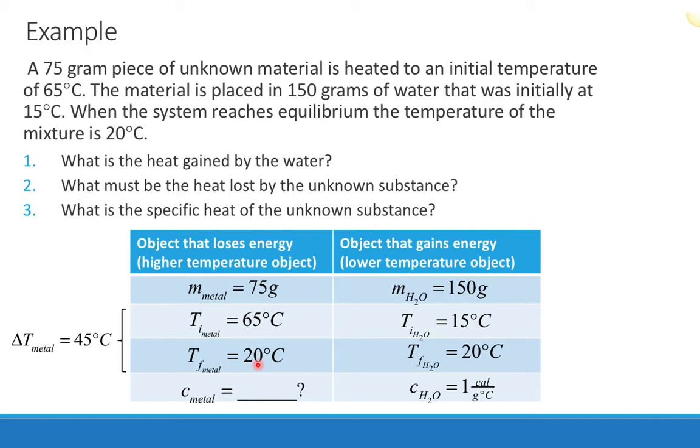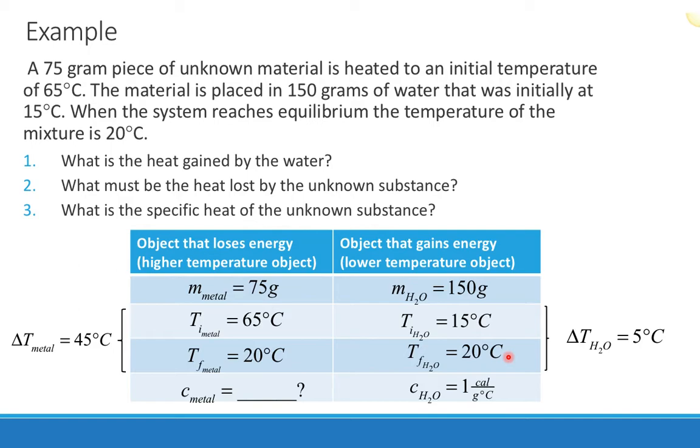This is actually just the amount that the temperature changed. So obviously the final is smaller than the initial, so the delta T, final minus initial, would be negative 45, but I just care about the number, like how much did the temperature change. The metal changed by 45 degrees Celsius versus the water, on the other hand, which started at 15 and ended at 20, changed temperature by only 5 degrees Celsius.